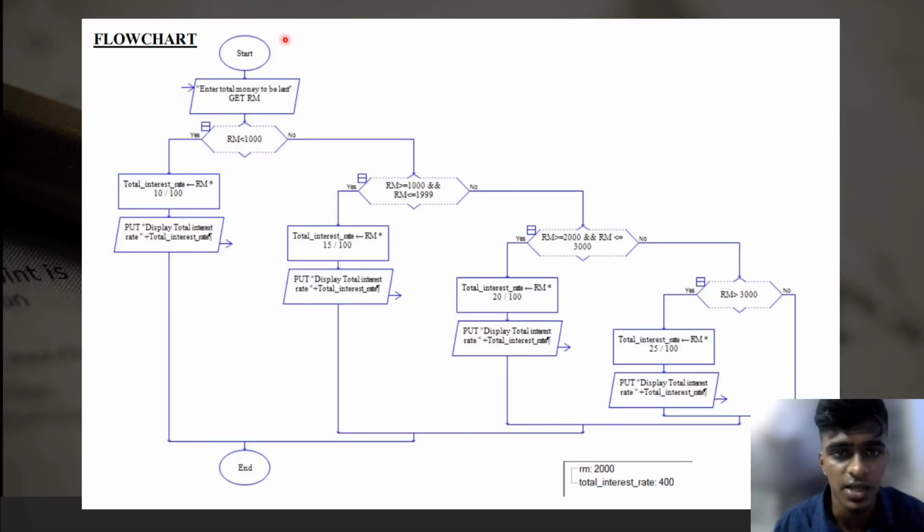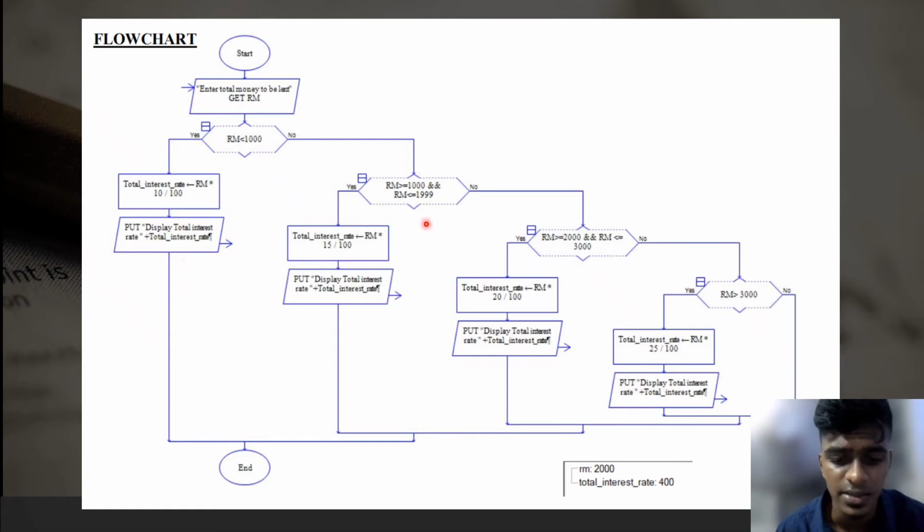The flowchart will be like this: first start, and then a process including input and output like the algorithm, but with a little difference. First will be start, followed by an input, in double quotation, "Enter total money to be lent", to get ringgit Malaysia. Next it will be followed by a selection, put ringgit Malaysia lesser than 1000 on the left side. It continues with a statement, total_interest_rate equals ringgit Malaysia times 10 per 100, and output, put in double quotation, "Display total interest rate", plus total_interest_rate.